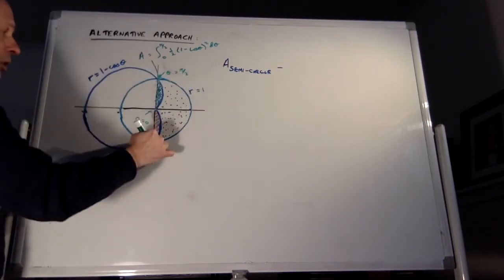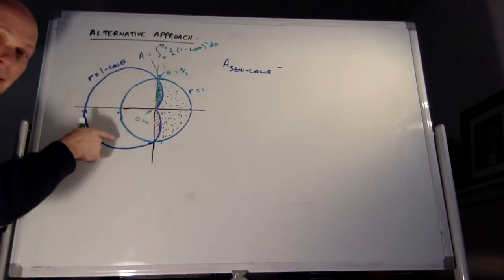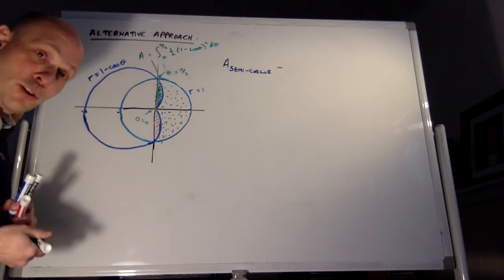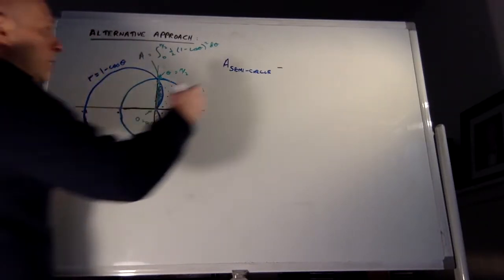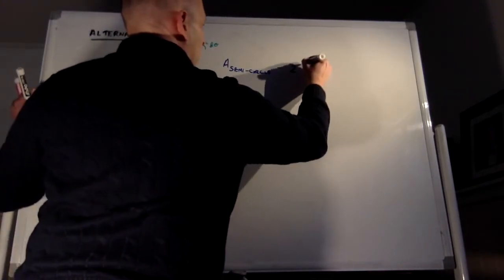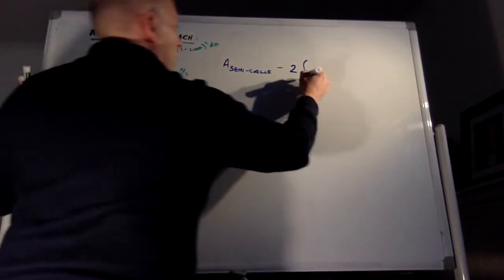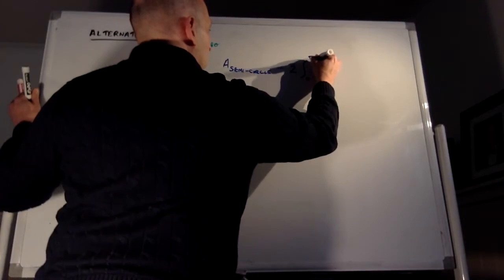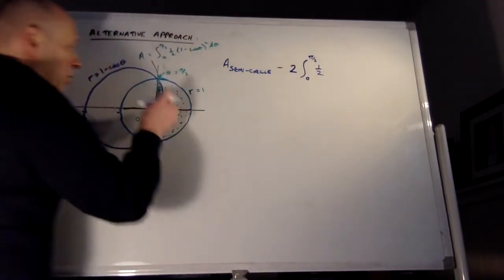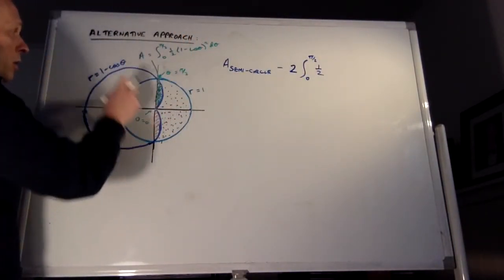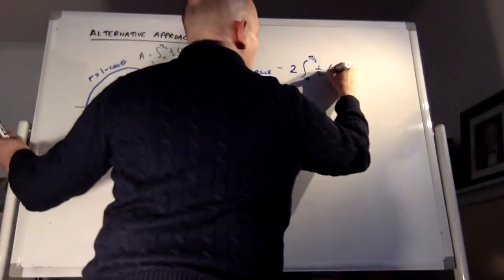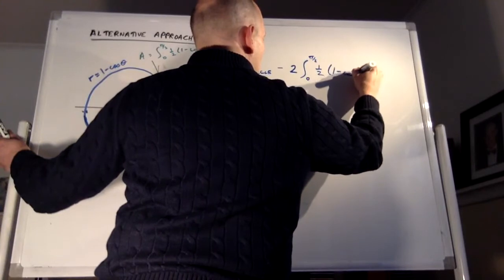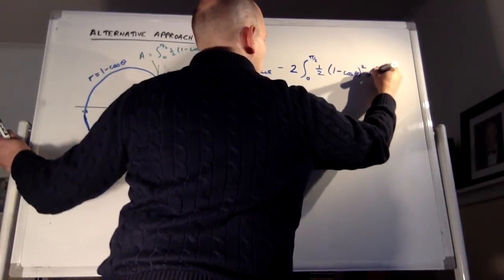So if I get the semicircle, I could subtract twice that, and that will give us the right answer also, right? So the setup would be the area of the semicircle minus 2 times the integral from 0 to pi over 2 of 1/2 r squared, where we're looking at the cardioid. So the cardioid's equation is r is equal to 1 minus cosine theta. So 1/2 (1 minus cosine theta) squared d theta.